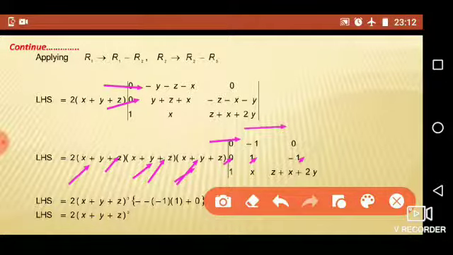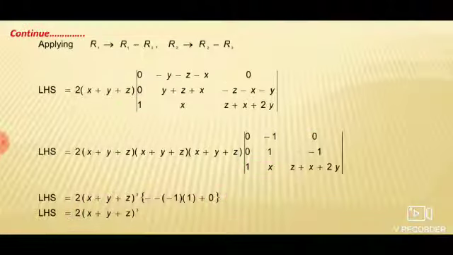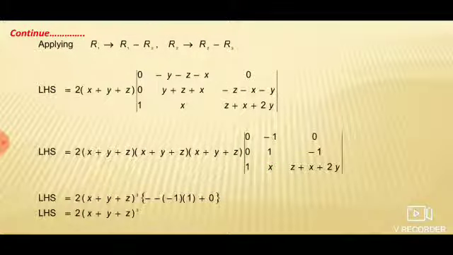By evaluating this determinant, we have the value of the determinant is again 1. Therefore 1 into 2 times (x plus y plus z) the whole cube is nothing but the left hand side is equal to the right hand side.